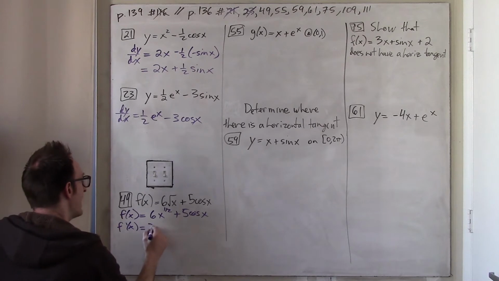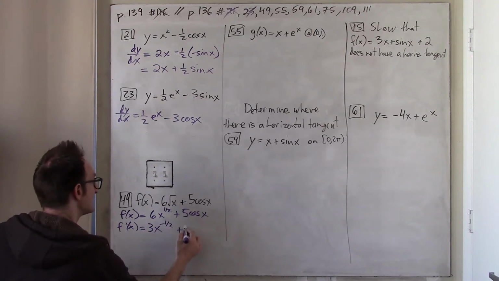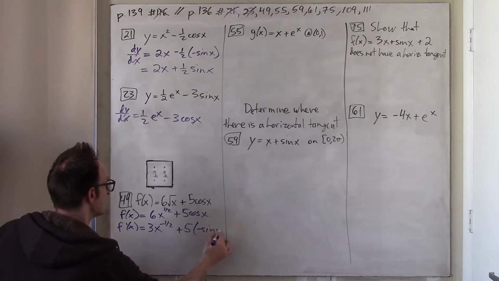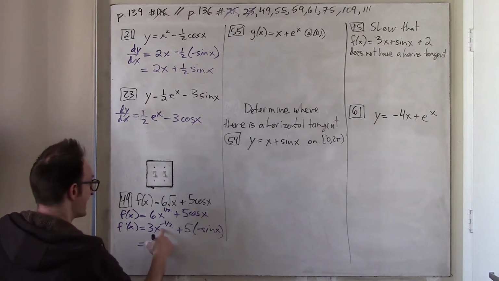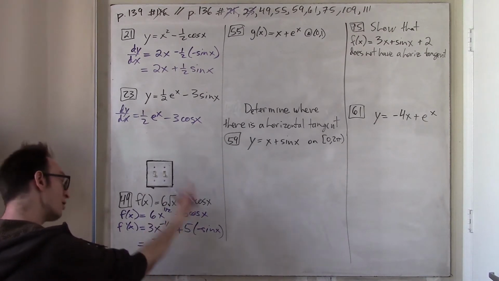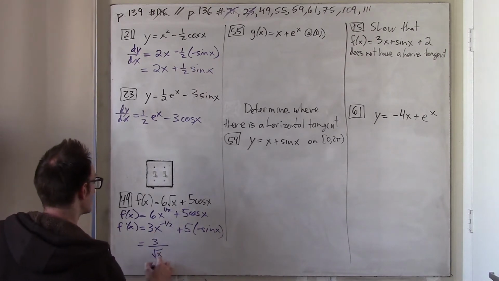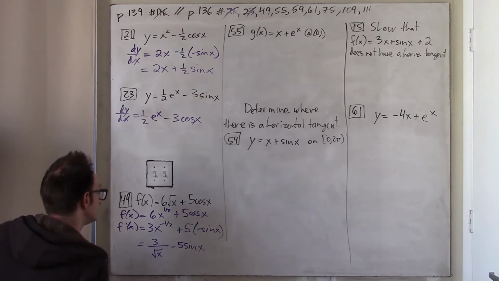So you bring down the 1/2 and you get 3x to the negative 1/2 plus 5 times the derivative of cosine, which is negative sine. And then you can either leave it like that or rewrite it. I would put my final answer as x to the negative 1/2 is 1 over x to the 1/2, and x to the 1/2 is root x, so normal people would then rewrite it like this. So minus 5 sine x. That's it.